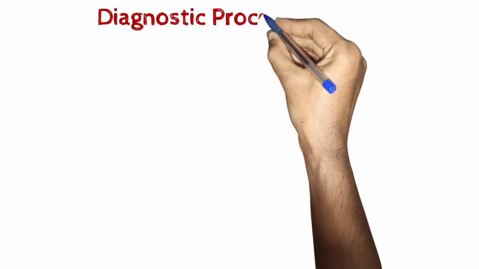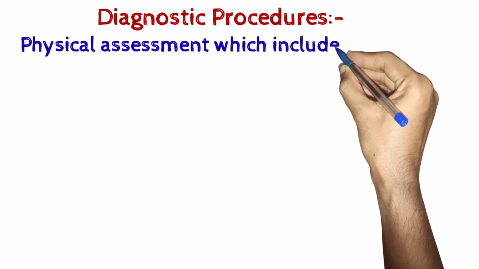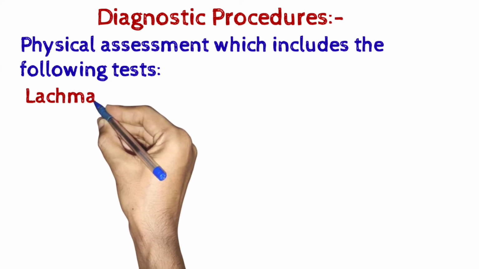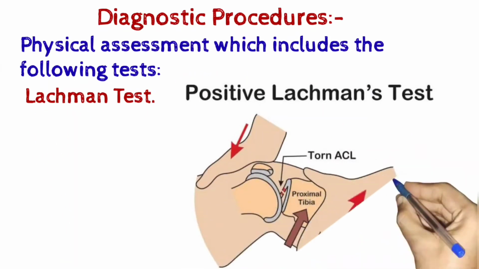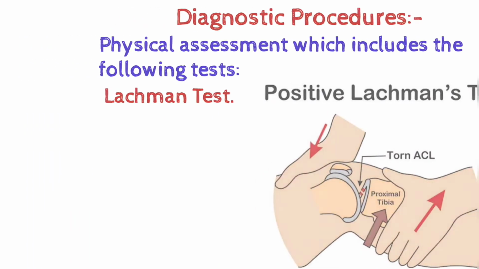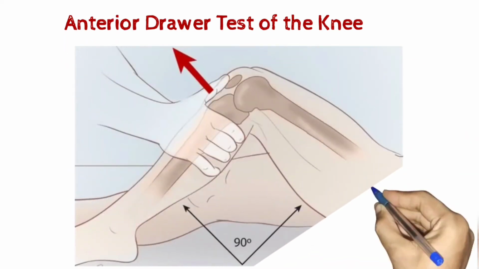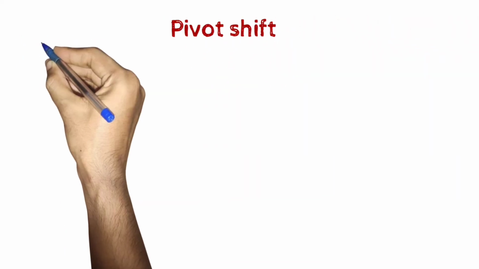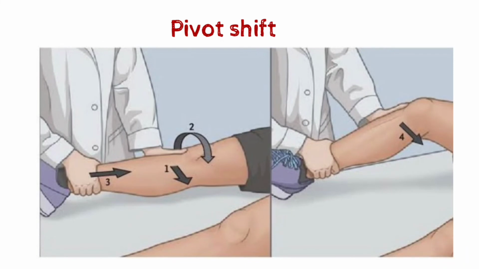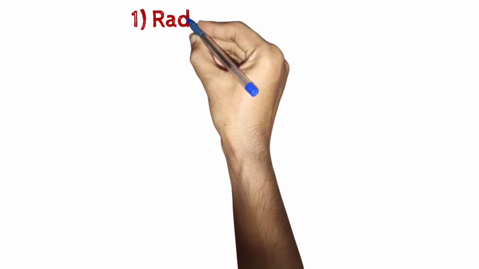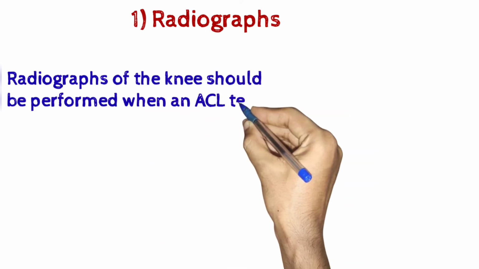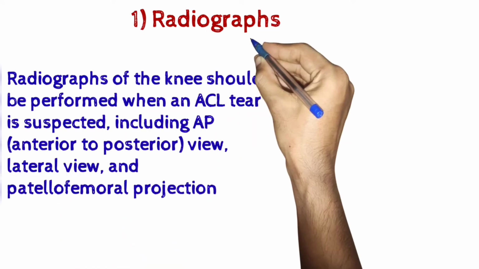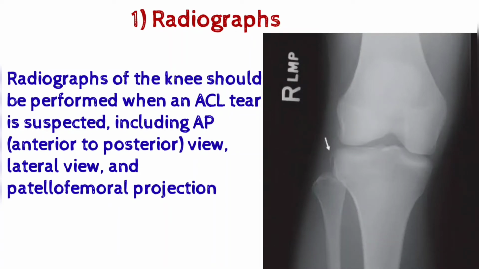Diagnostic procedures. Physical assessment, which includes the following tests: Lachman test, anterior drawer test of the knee, pivot shift. 1. Radiographs. Radiographs of the knee should be performed when an ACL tear is suspected, including AP, anterior to posterior, view, lateral view, and patellofemoral projection.